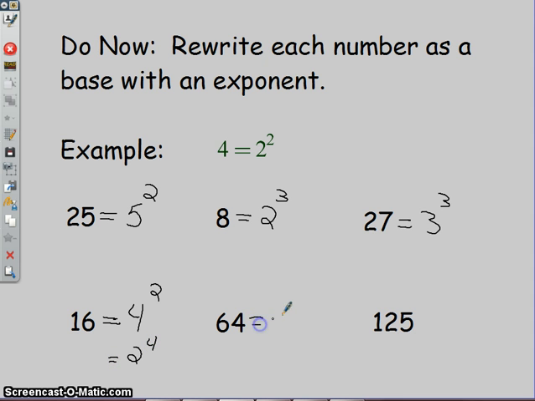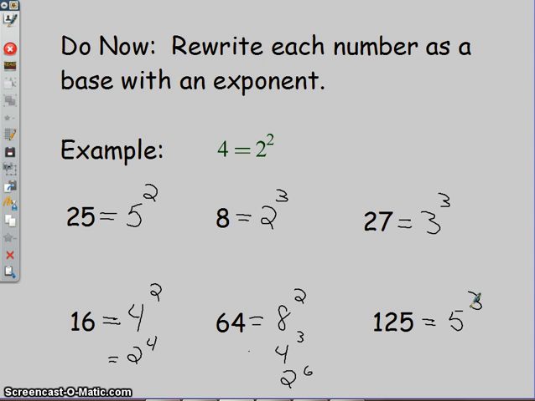64, 8 squared, 4 to the 3rd power, or 2 to the 6th power. A lot of different ways that we can rewrite 64. And lastly, we have 125. 125 is simply 5 to the 3rd power. These are some skills that we're going to have. Being able to rewrite larger numbers as numbers raised to an exponent.